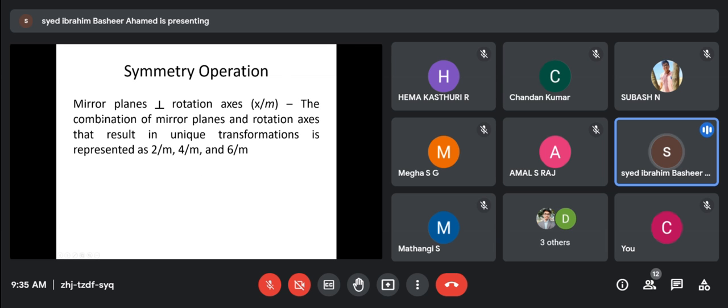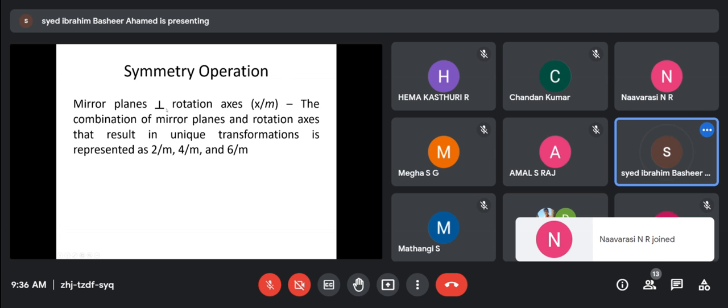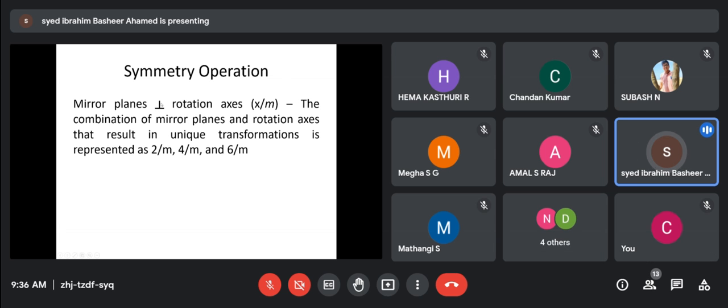Okay. So there is a symmetry operation called a mirror plane. So this mirror plane is easy to remember. Okay. So there will be a rotation axis. Okay. There will be a rotation axis perpendicular to the mirror. Okay. X bar n. So the combination of mirror plane and rotation axis. Okay. So that results in a unique transformation.